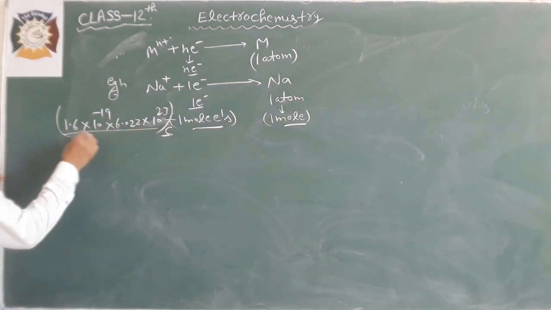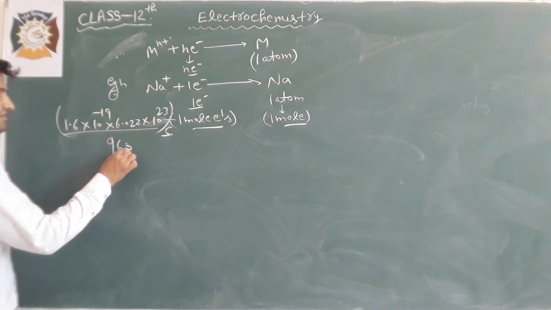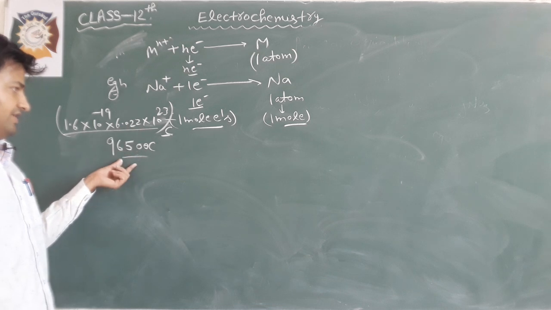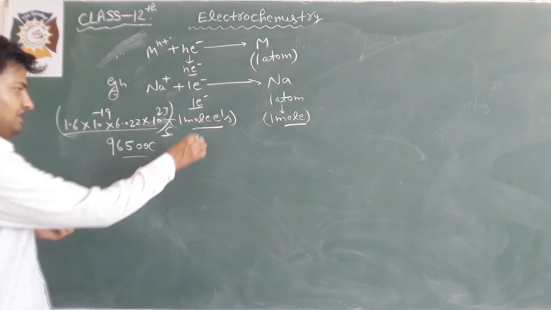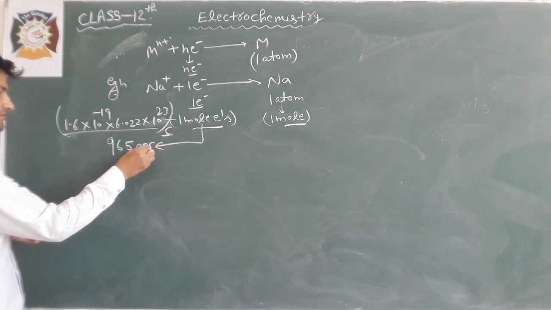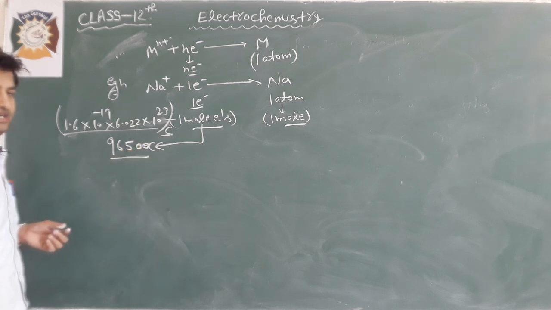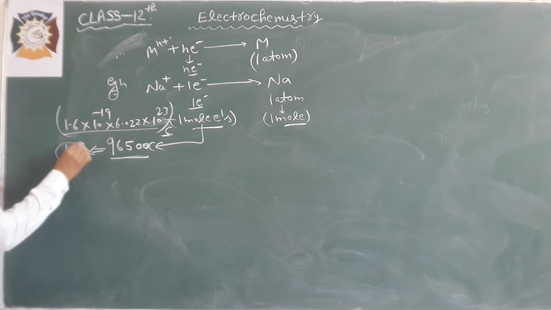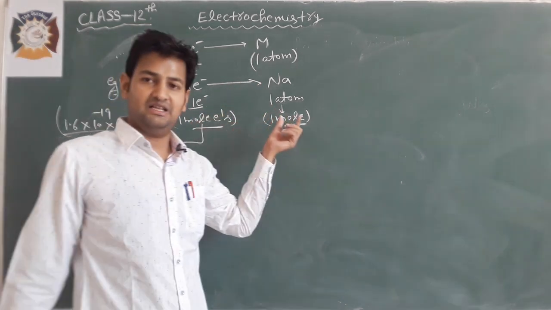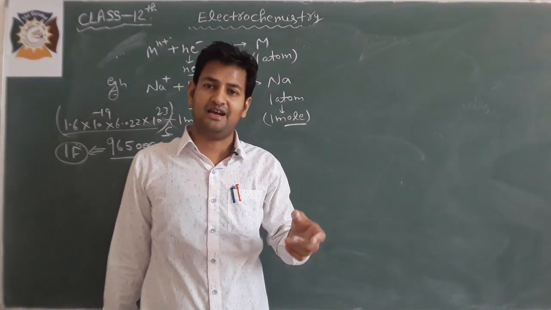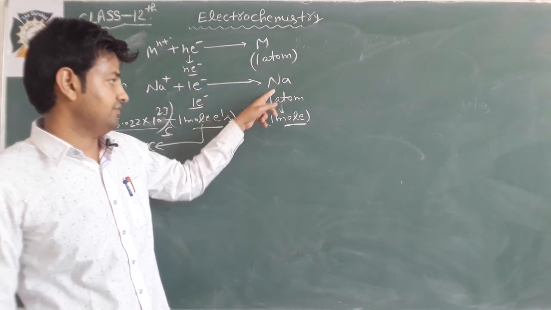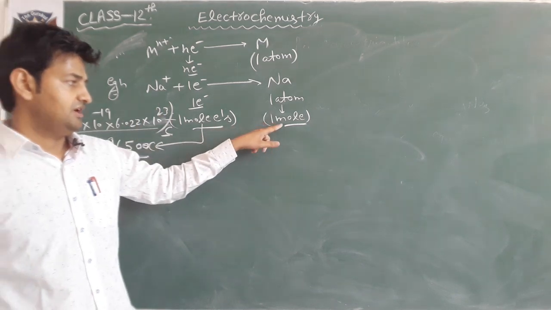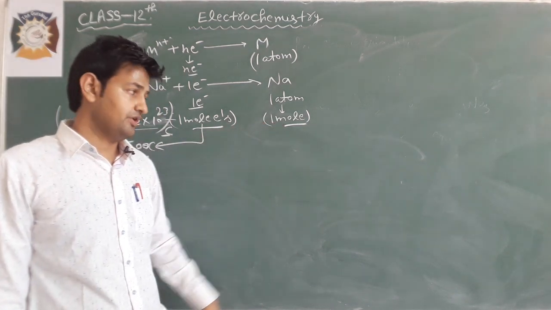When we simplify it, it comes out to be 96500 coulomb. This is the charge of 1 mole of electrons, 96500 coulomb, and it is also equal to 1 Faraday. So we can simply say that if 1 electron is required for deposition of 1 atom, then 1 Faraday is required for deposition of 1 mole of sodium.